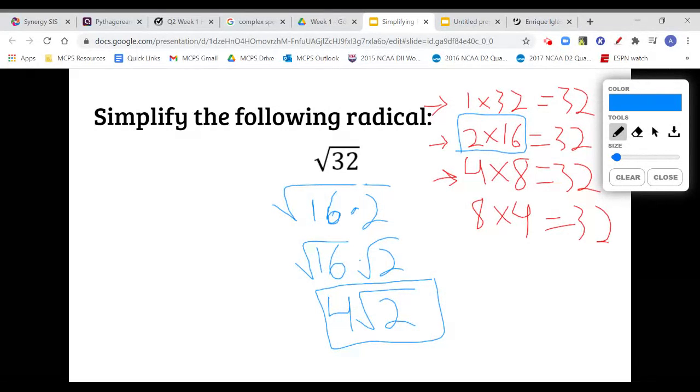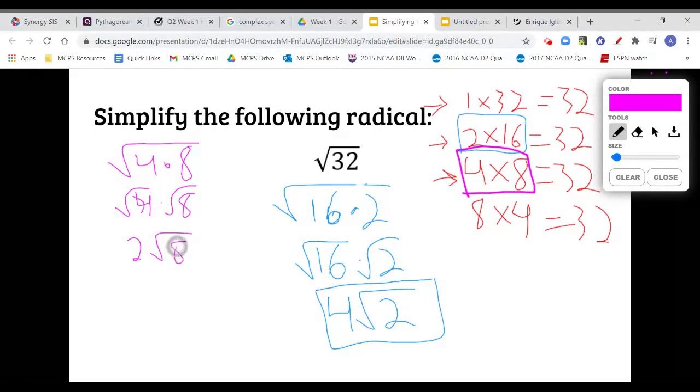Now, I also want to show you what would happen had I chosen, for instance, 4 times 8 as my 2 factors, because with 4 times 8, you do still have an example where 4 is a perfect square. So if I turned the square root of 32 into 4 times 8, what would happen is I can break this into root 4 times root 8, and that would give me 2 times the square root of 8.